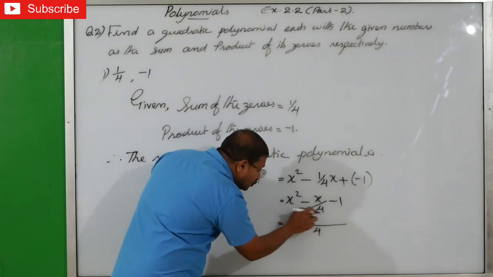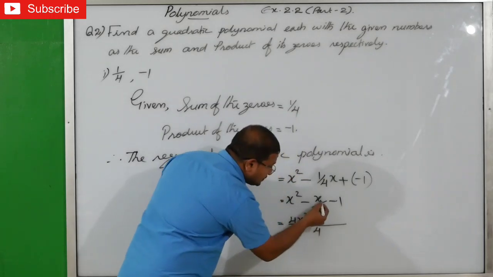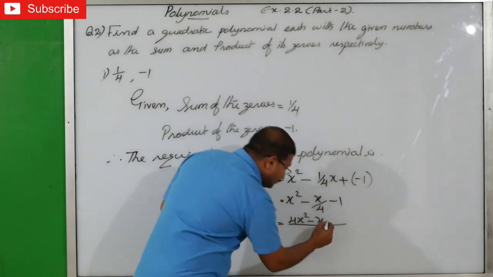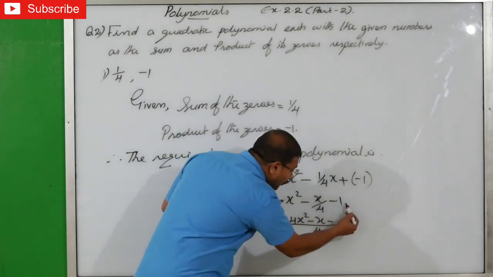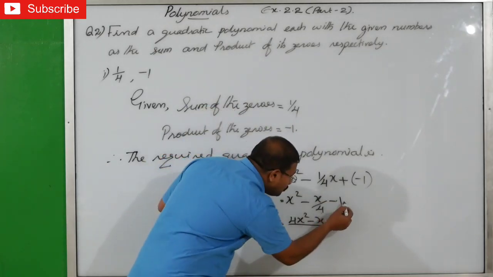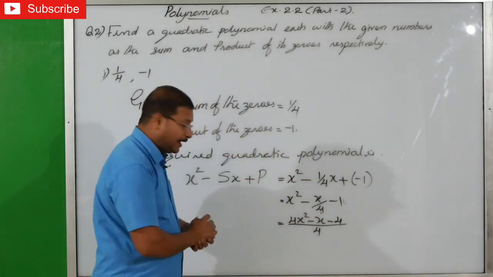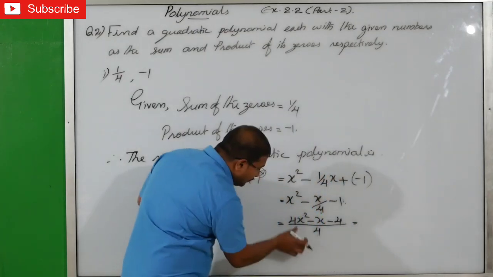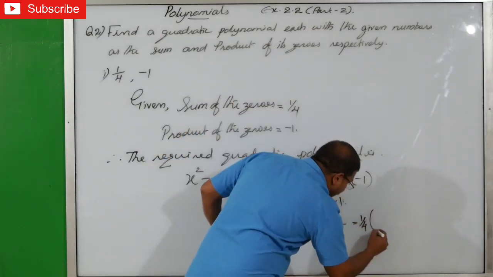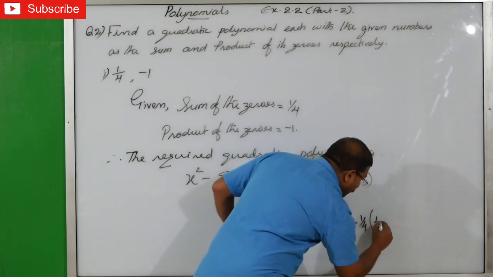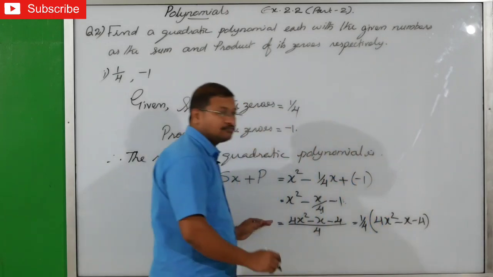That means 4 into x square, what you will get? 4x square minus, x will be same. After that minus, what you will do? When you take 4 as LCM, we don't have 4 here as denominator, so we have to multiply this 4 to here. That means 4 into 1, 4. Okay, this equals, after that, this denominator 4, we will take outside. That means 1 by 4 bracket, what is the balance? 4x square minus x minus 4.